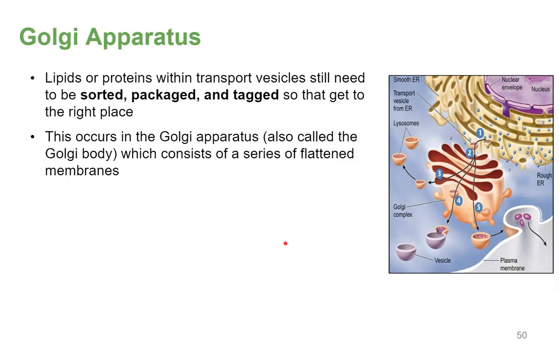If the Golgi finds an error in the lipid or the protein, it's going to send it off to a lysosome to be broken down into its components, and then those components can be reused by the SER and the RER to make a protein or a lipid again.